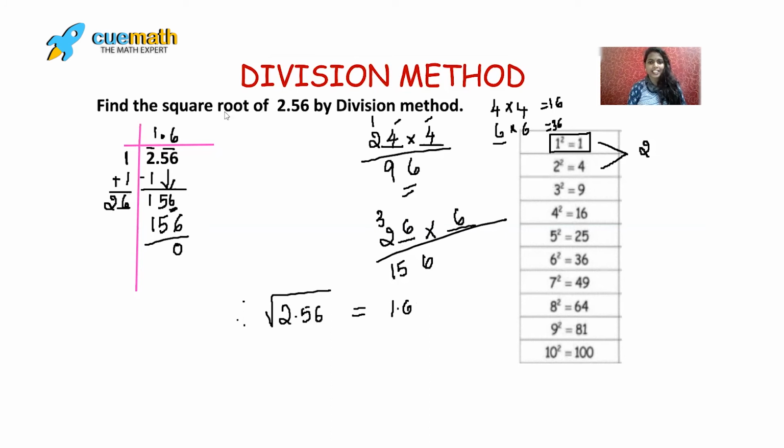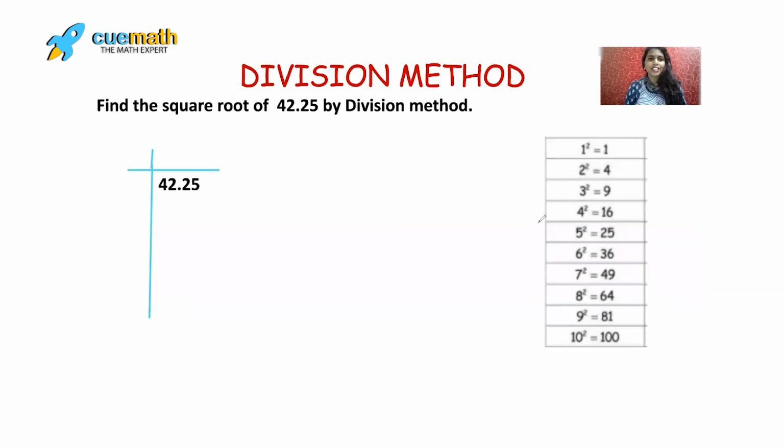Did you all understand now? Okay, let's solve the last question. Find the square root of 42.25 by division method. So let's learn how we apply this. Apply the bar from the units place. When we apply, 25 is one pair and 42 is another pair. Towards the extreme left, we have to pick the number, that is 42.